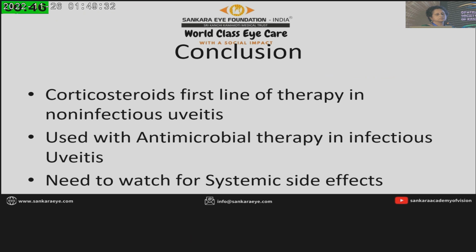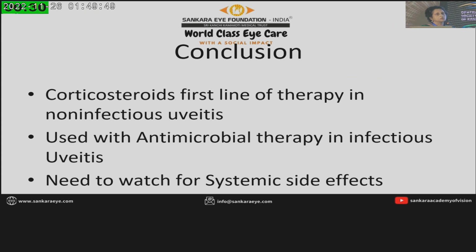So in conclusion, corticosteroid is the first line of therapy in non-infectious uveitis, and is used with antimicrobial therapy in infectious uveitis. And of course, I've not put in the complications of oral steroids. We need to always watch for systemic side effects whenever we put the patient on oral steroids.